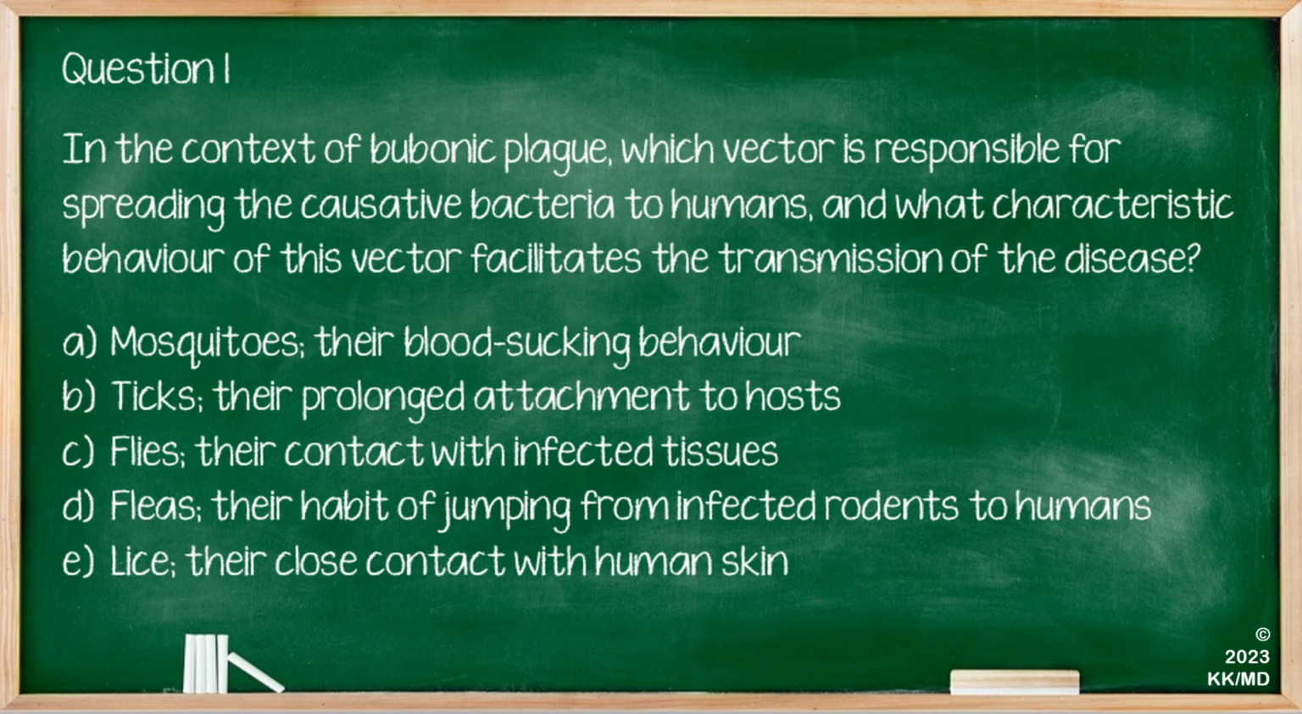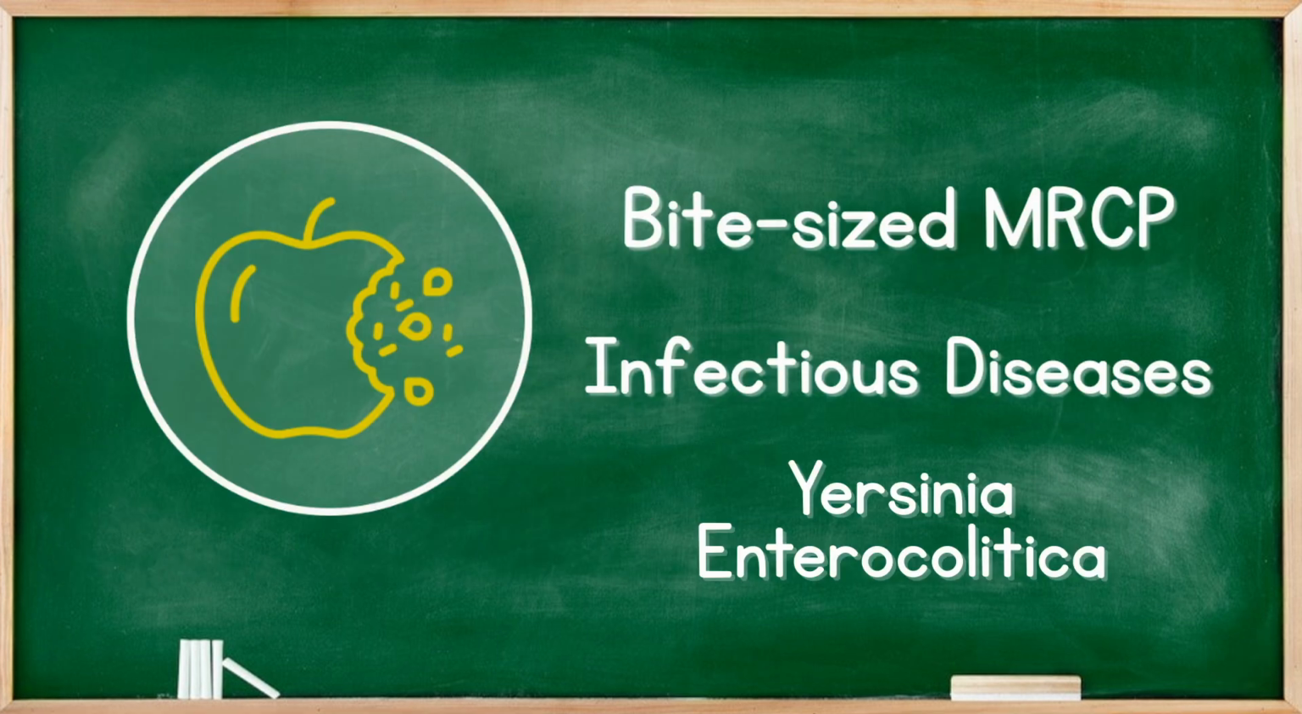If you recall, you will realize that in the context of bubonic plague, the way that this is transmitted is through flea bites, which is making option D the correct option, which is their habit of jumping from infected rodent to humans.